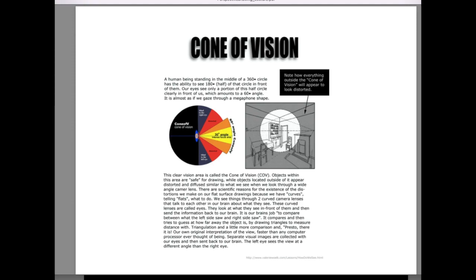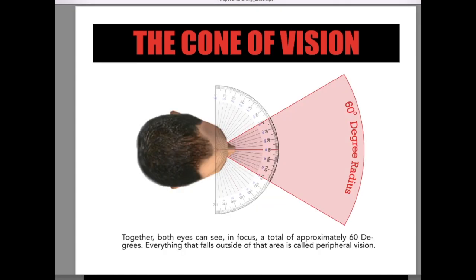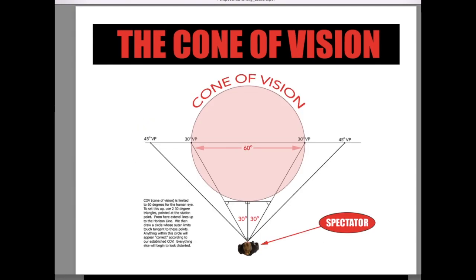But basically the cone of vision is the amount of information that you can see clearly and accurately without distortion. So your eyes can see a 30-degree radius. So you can see up and down and side to side, right? So that creates the cone shape coming out of your eye. And since we have two eyes and they can focus for 30 degrees, that means our cone of vision is 60 degrees with both eyes together. Everything else outside of that falls into your peripheral vision, which you can see out until about 45 degrees.